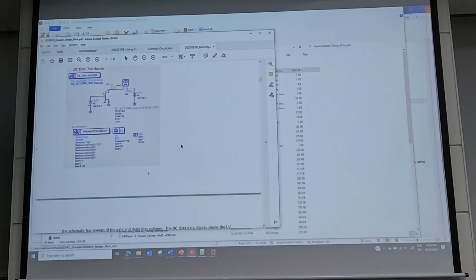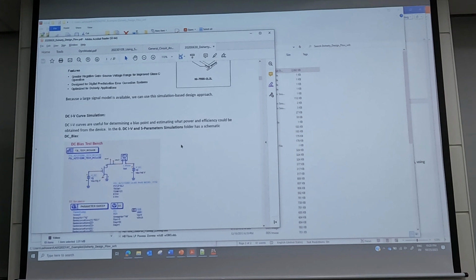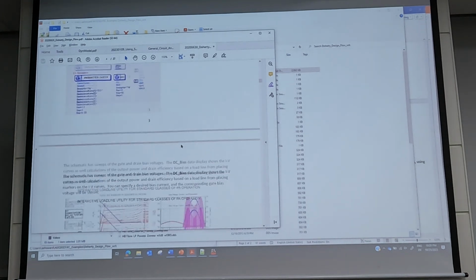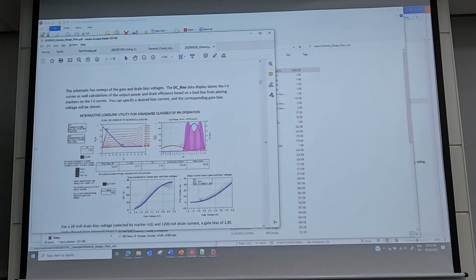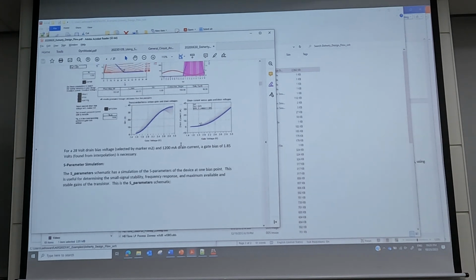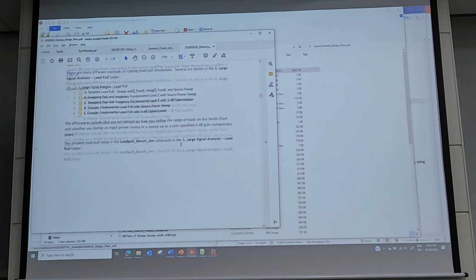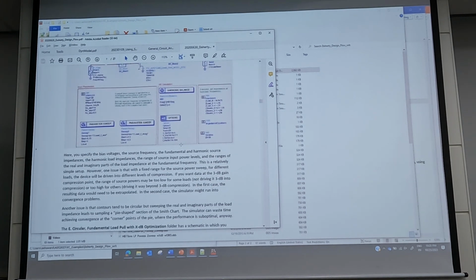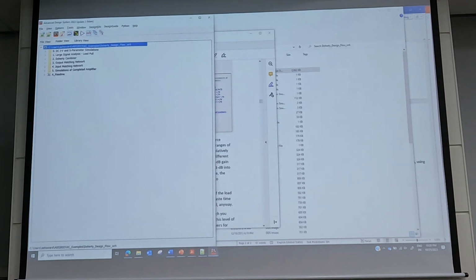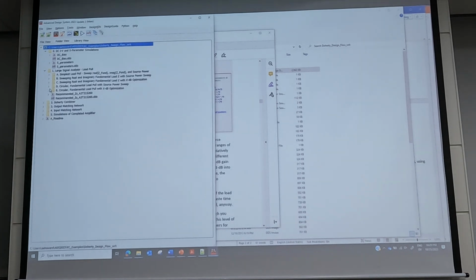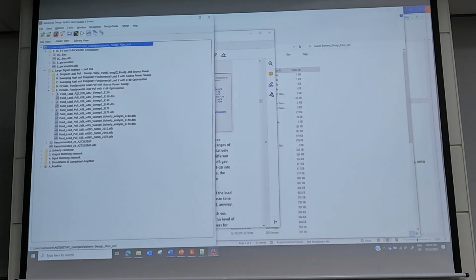But this goes through the various steps of the process. It includes a DC bias sweep where we look at the expected efficiency for, say, Class B operation, and S-parameter simulations. This was a preliminary stability check. And then there are various load pull simulations that are included as well. So just looking at the workspace, the DC bias simulations, there are a number of different load pull simulations, and I've added this with the sweep up to the X dB gain compression analysis point.